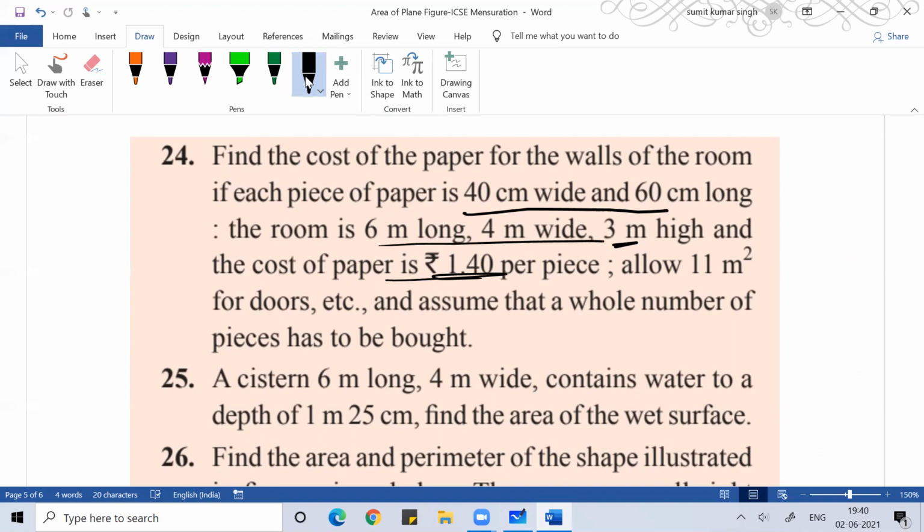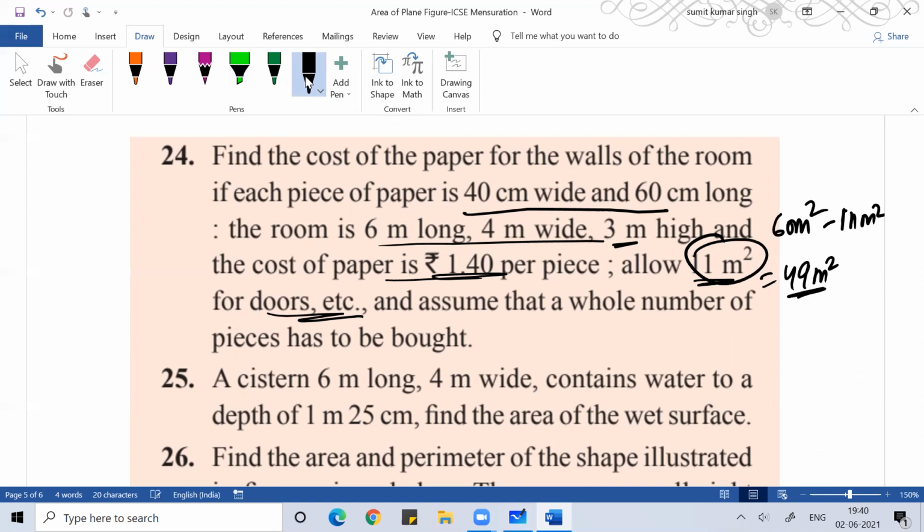Area 60, yes, sir. So we have to exclude the doors, minus 11 meters square. So we get 49 meters square. How do we get 49? That is 60 meters square minus 11 meters square. They have given 11 meters square for the doors, so we have to exclude the doors. And how do we get 60? By using the formula 2H into L plus B. Yes, sir.